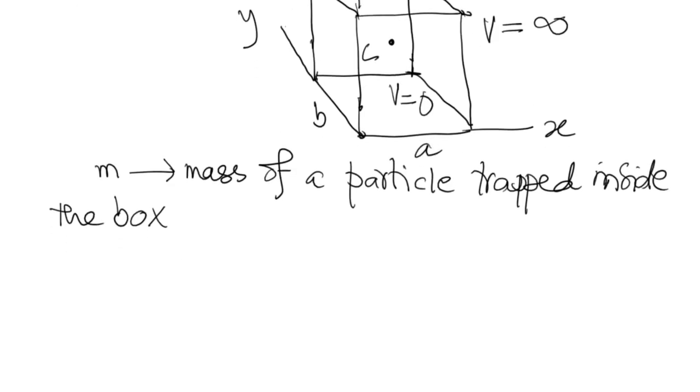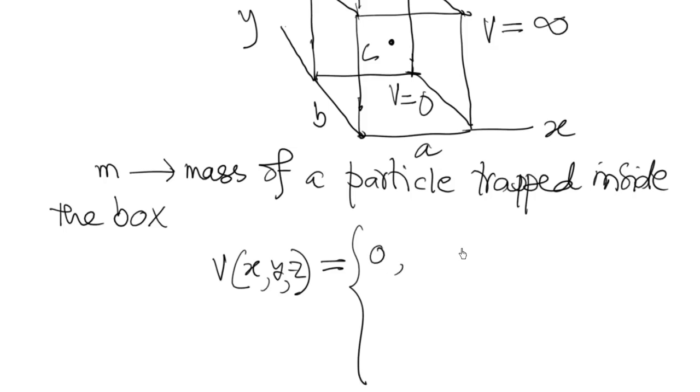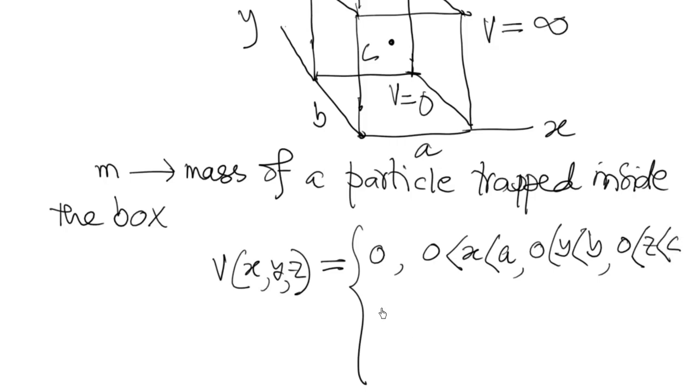Inside the box the potential is 0 and outside the box the potential is infinity, so we can write down the potential function V of x, y, and z, which is 0 when x is in between 0 and a, and y is in between 0 and b, and z is in between 0 and c, and infinity otherwise.